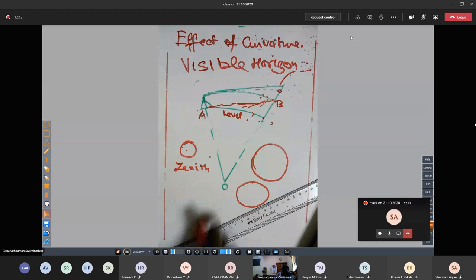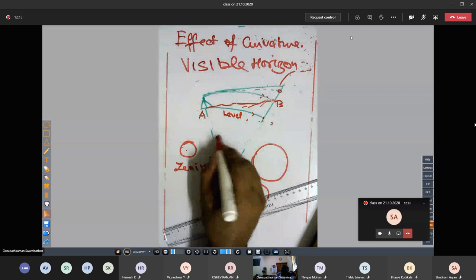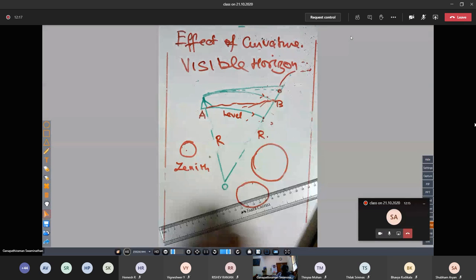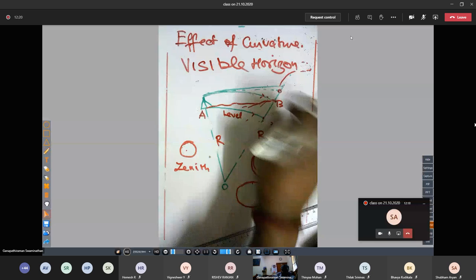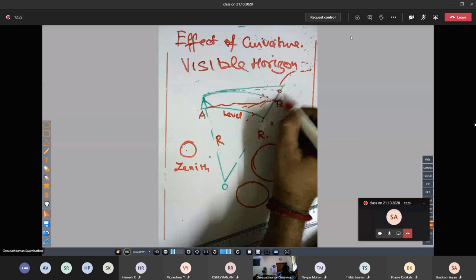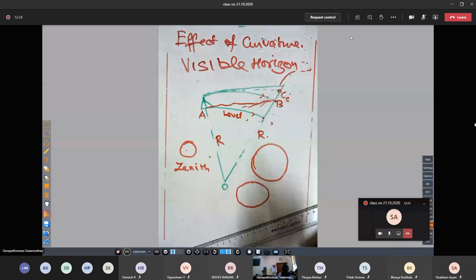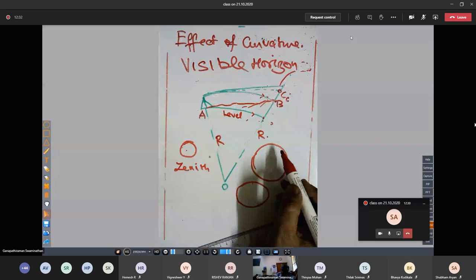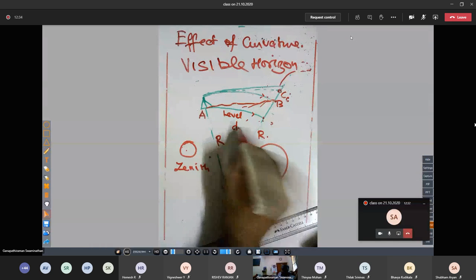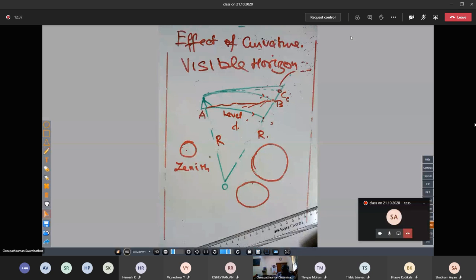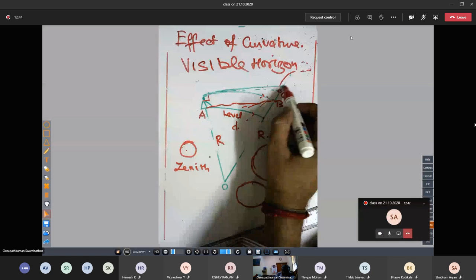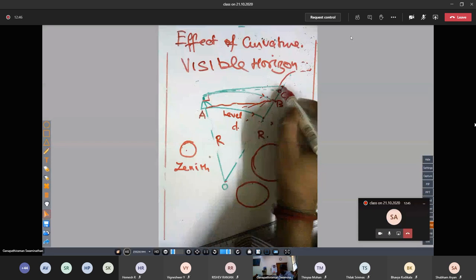Now I say that the radius of earth is R. So considering the smaller distance, this is your CC, the combined correction. This distance is d. This angle is 90 degree, so this is a right angle triangle. So what is the distance between these 2 points?